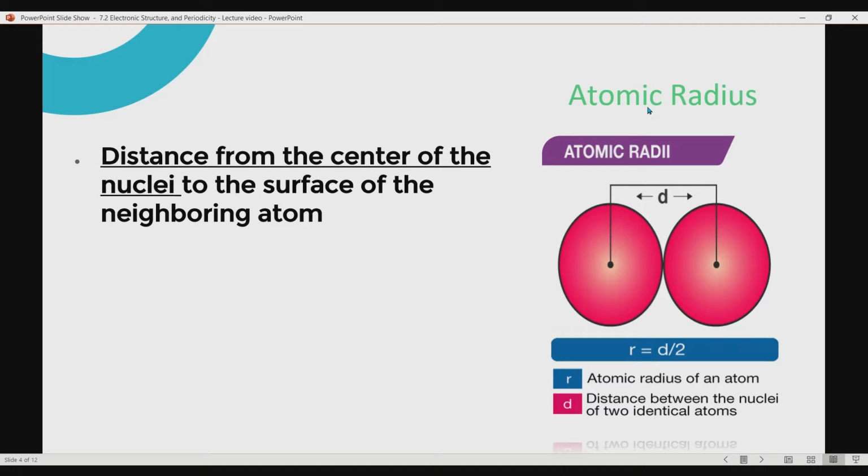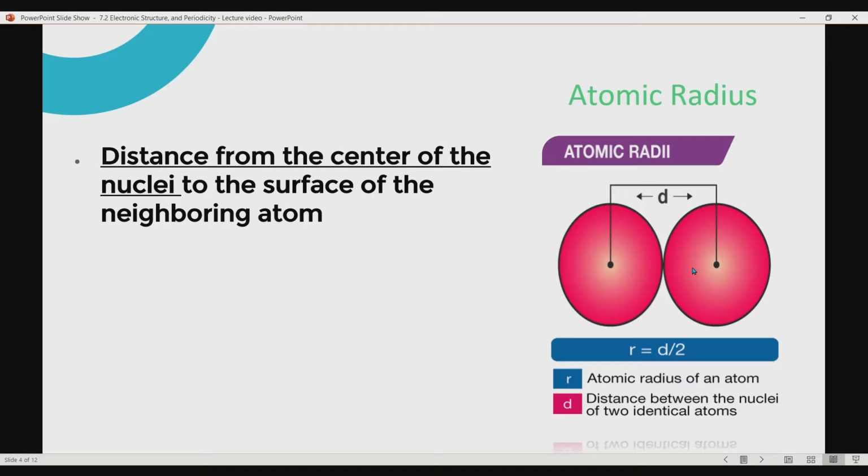The atomic radius trend is simply the distance from the center of the nuclei to the surface of the neighboring atom. As shown by the figure here, that is the distance from the center of your nuclei to the center of the neighboring atom's nuclei. So that is your atomic radius.